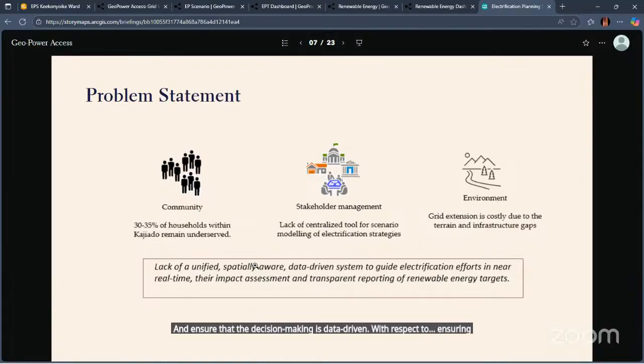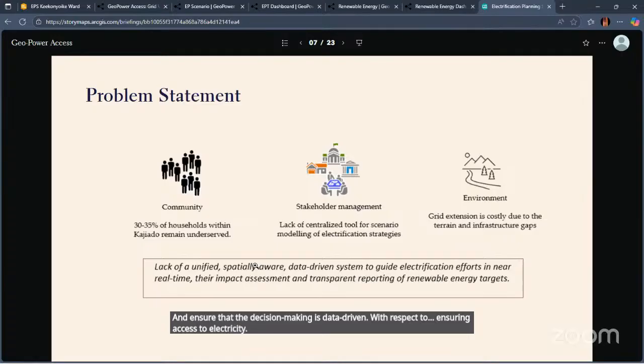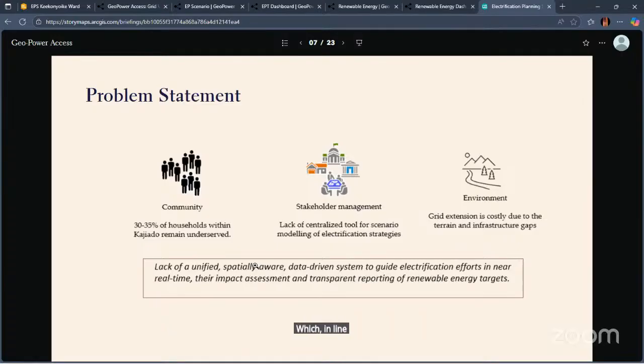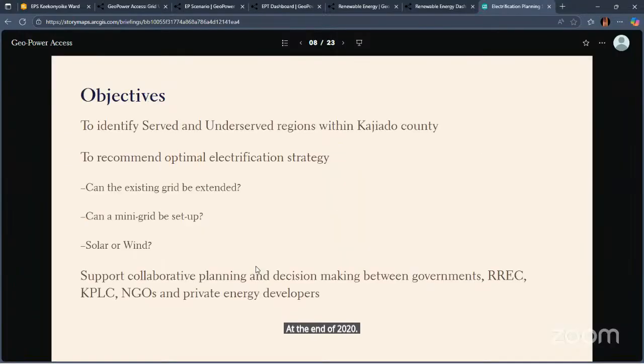with respect to ensuring access to electricity, which, in line with the Energy Act 2018, aims for 70% coverage by the end of 2030. And so the objectives of this solution are threefold.